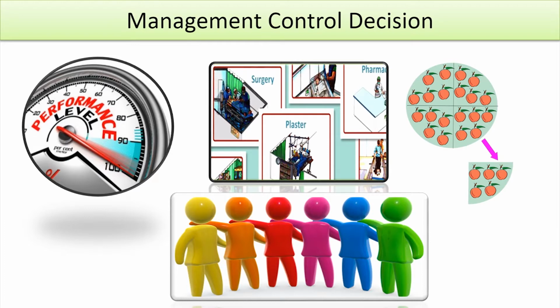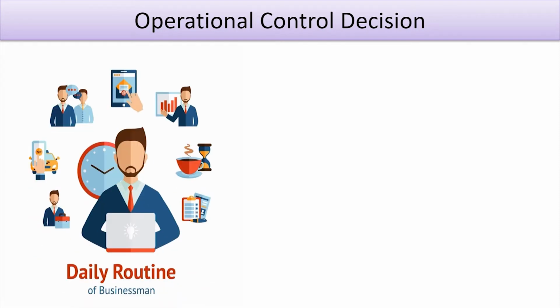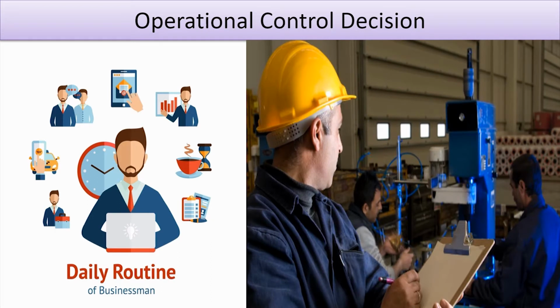For example, product mix planning decisions fall in this category. Operational control decisions deal with day to day problems that affect the operations of the organization. These decisions are taken by managers at bottom level and develop short range plans, for example, weekly production schedules.